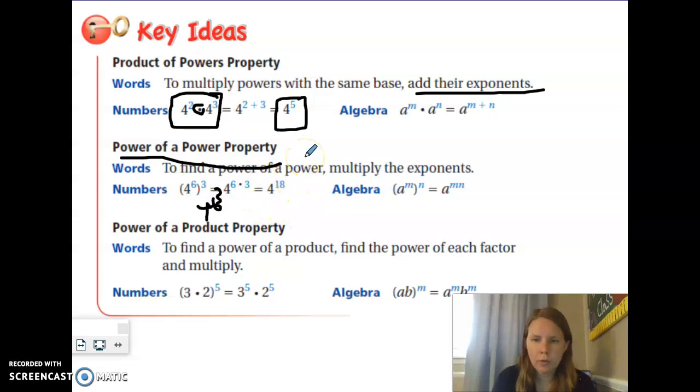I don't actually want to know what 4 to the 18th is yet. I just want to simplify this. Okay, so we're not actually evaluating the expression in a sense. We're simplifying it, making it a little easier to read.